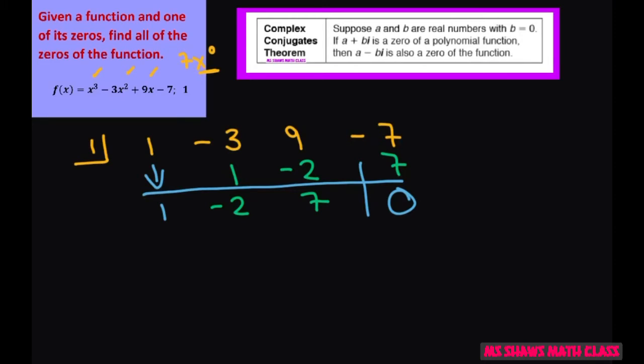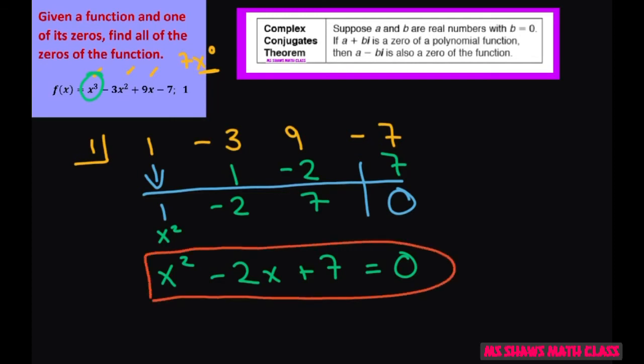So now that we started with x cubed, you go down 1, so this is going to be your x squared part. So x squared minus 2x plus 7 is a factor. So we're going to set this to 0. And if you notice, you can't factor this. So we're going to have to use the quadratic formula on this one.